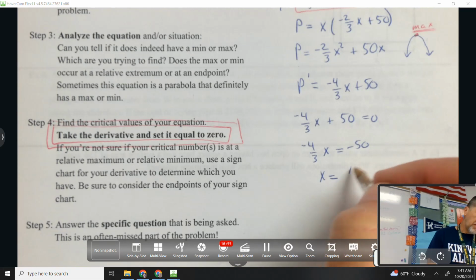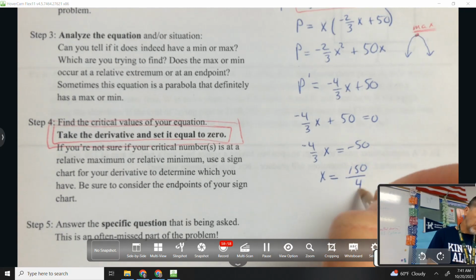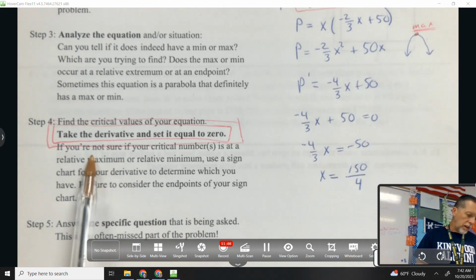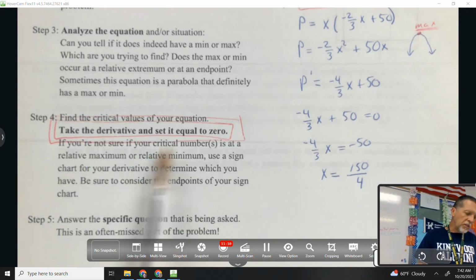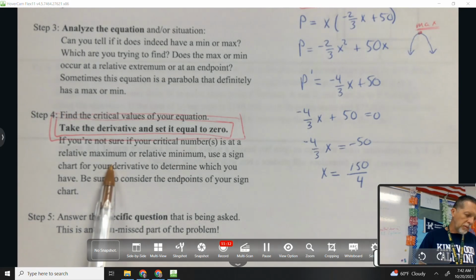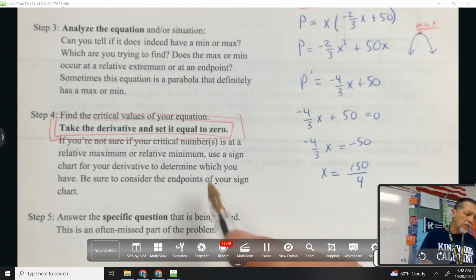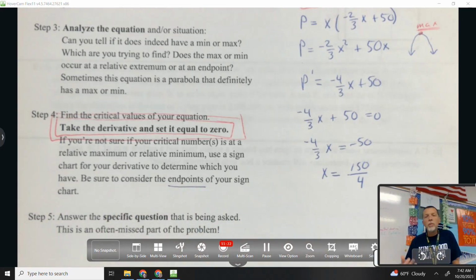3 times 50 is 150 over 4. And we could reduce that, but we could also leave it alone if we don't want to mess up our reducing. So that's our critical number. If you're not sure if your critical number is a relative max or min, use a sign chart for your derivative to determine what you have. And be sure to consider the endpoints if endpoints are involved.